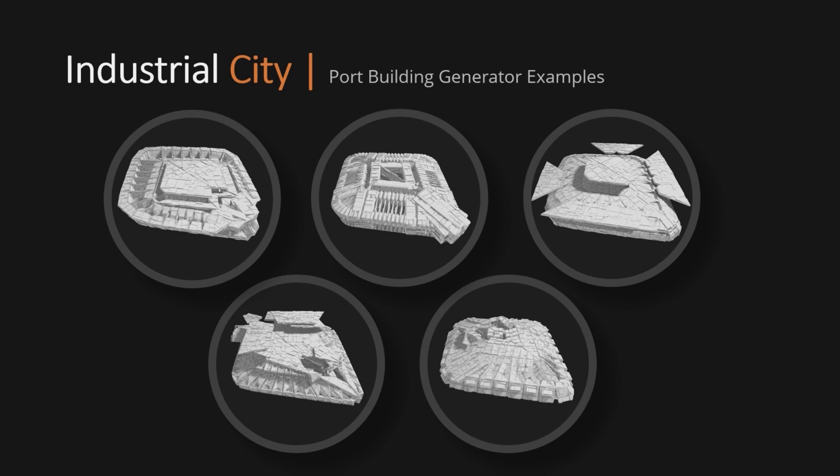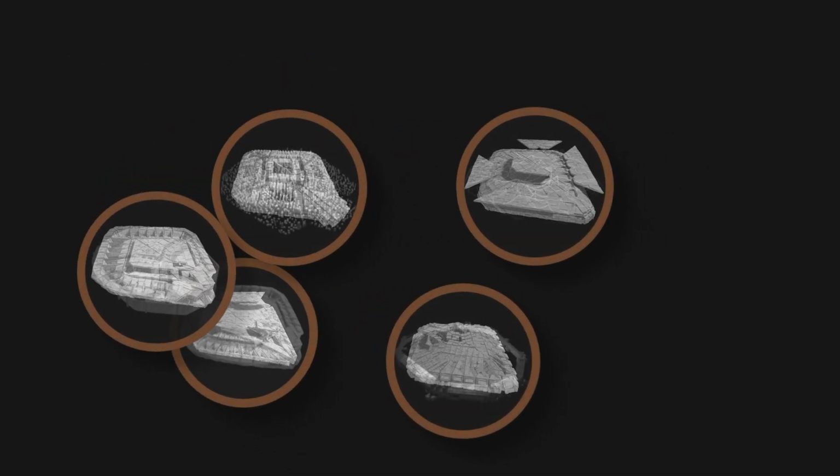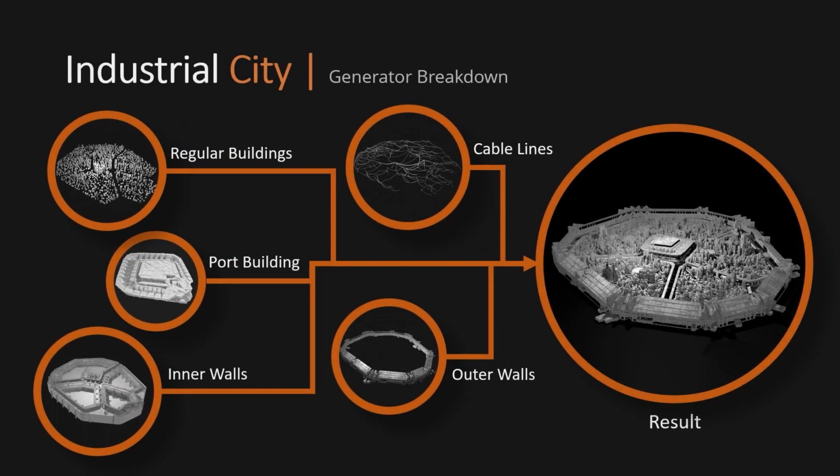Then here are just some more examples of different random seeds in the generator. And here you can see the individual parts and on the right the final result. And that's pretty much it from the city, and now let's quickly move on to the last part, which is about spaceships.